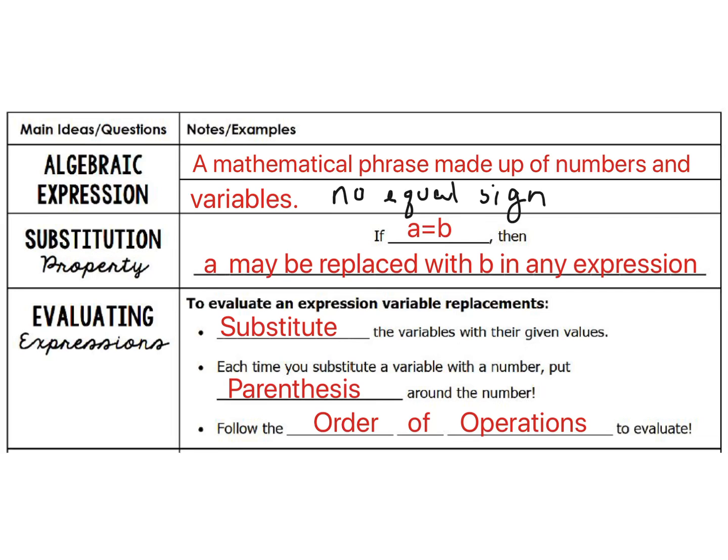Okay? Each time that you substitute a variable with a number, I want you to put parentheses around the number. This becomes extremely important when we have negatives. And then once you've done your substitution, we're ready to follow our order of operations to come to a final answer. If you need more time to copy these notes, I want you to pause the video. If you were able to keep up and you're ready to move on, go ahead and continue watching.